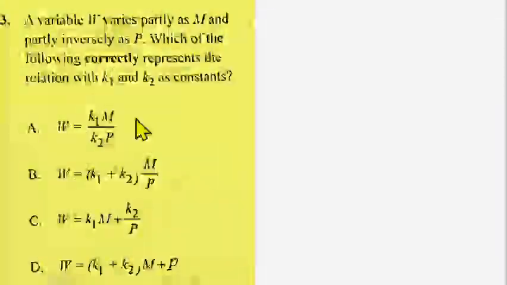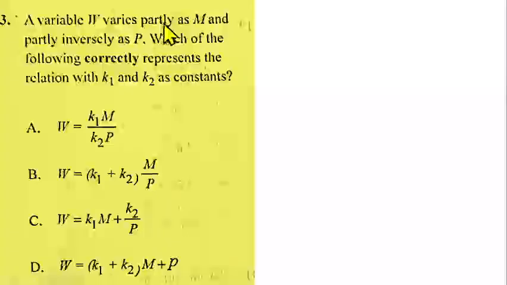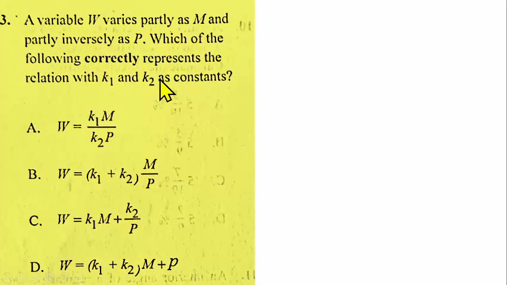Question number 13 is from variation. You are told that a variable w varies partly as m and partly inversely as p. Which of the following correctly represents the relation, with k1 and k2 as constants? This question is from variation, but the type of variation that we are given here is partial variation.